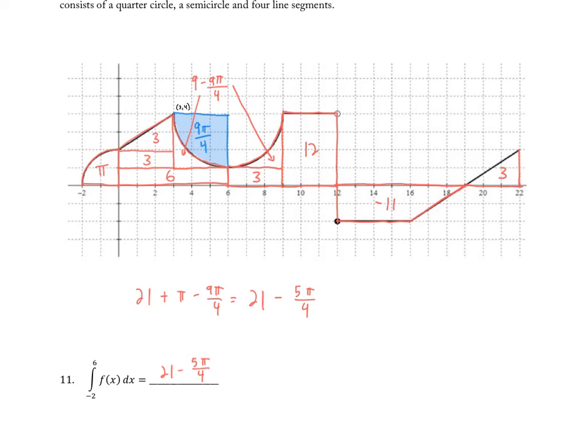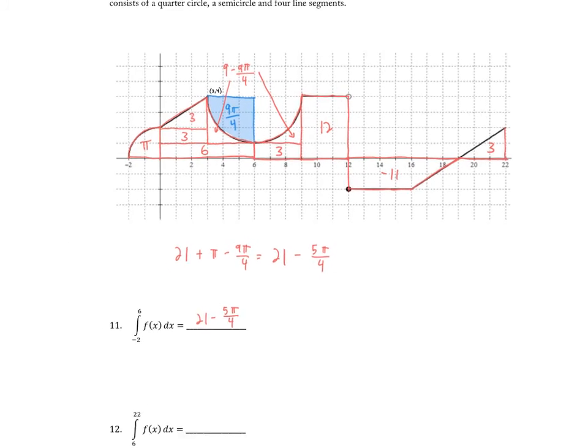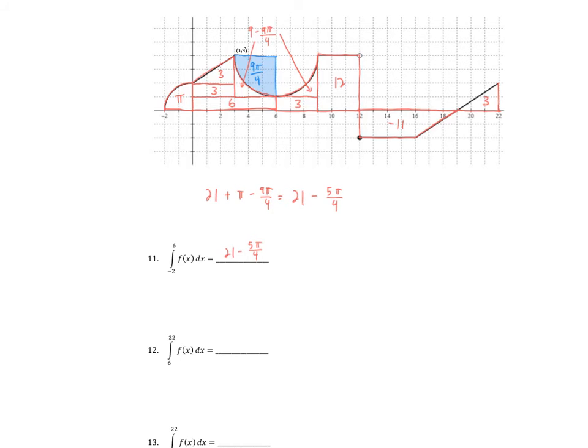So that's 3 plus 12 is 15, plus 3 is 18, minus 11 is 7, plus 9 is 16, and then minus 9 pi over 4. So 16 minus 9 pi over 4.